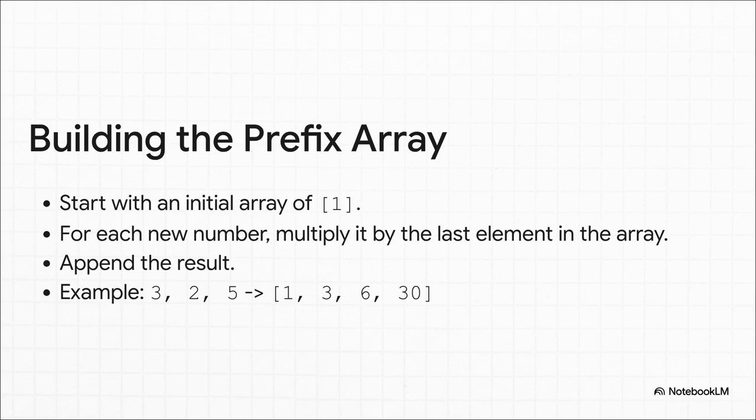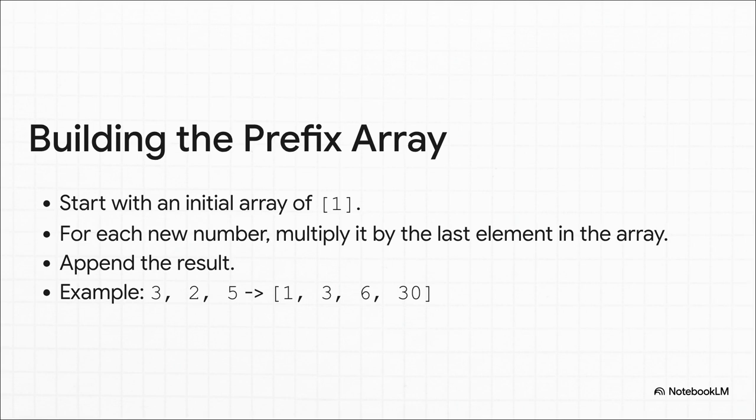Let's actually build one of these arrays. We always start with a 1. Think of it as our base. Okay, first number in our stream is a 3. We take the last number in our array, the 1, multiply it by 3, and append the result. So now we have 1, 3. Next, a 2 comes in. We take the last number, 3, multiply by 2, and append 6. Now we have 1, 3, 6. Finally, a 5 comes in. 6 times 5 is 30. Our array is now 1, 3, 6, 30.